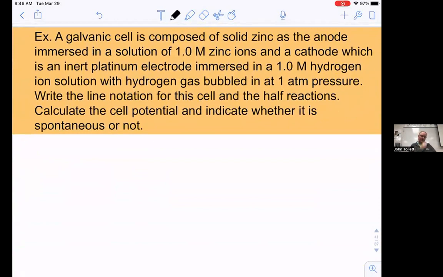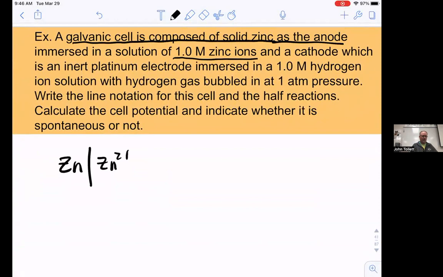This one, excuse me, is a little more complex. So it says a galvanic cell is composed of solid zinc as the anode. Okay, so they're telling us that. So I'll have zinc written here and draw a line. And then it says immersed in a solution of zinc ions, and it says 1 molar. So I'm going to write my zinc ion, Zn's always 2+, and we're told it's a 1 molar solution.